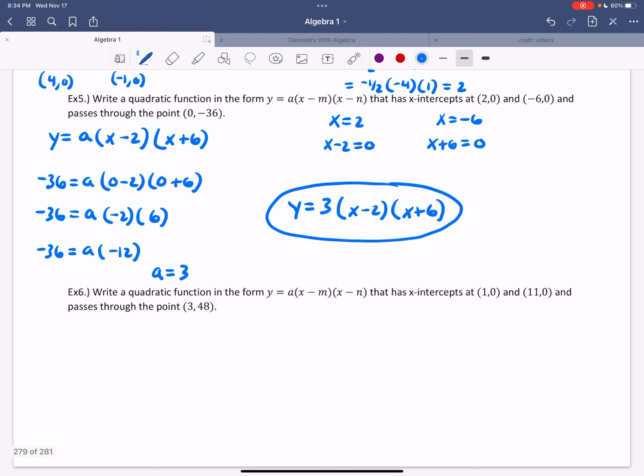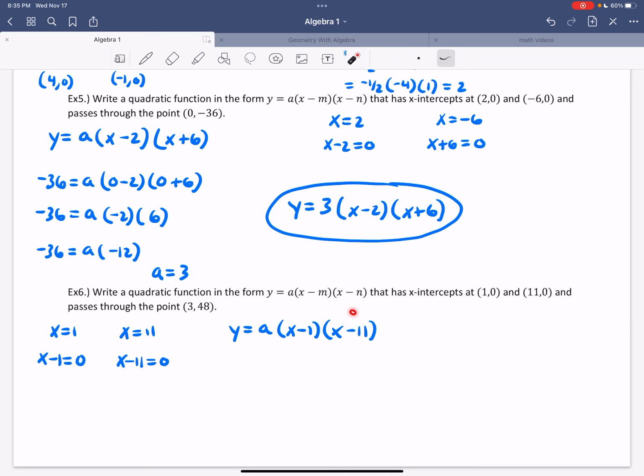Write a quadratic function in intercept form that has x-intercepts at x equals 1 and x equals 11. So I'm going to work backwards to get those binomials. That would be x minus 1 equals 0 and x minus 11 equals 0. So then I'm going to build that equation. So y equals a times x minus 1 times x minus 11. Now, if you flipped the order here, if you did x minus 11 times x minus 1, that is totally fine, no problem at all.